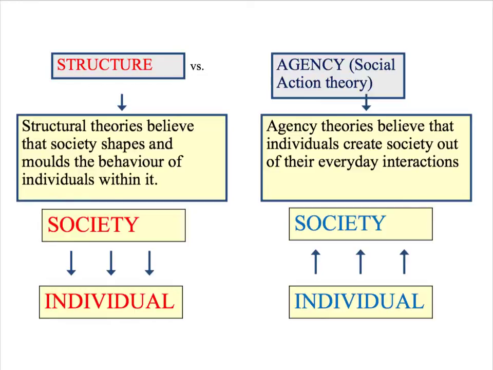Interactionism, on the other hand, is an example of what we call an agency theory, sometimes called a social action theory. And social action theories argue that people are not merely the product of structures in society, but are in fact also the active creators of society who have choices in how they act. So agency theories take a bottom-up view of this relationship between the individual and society.